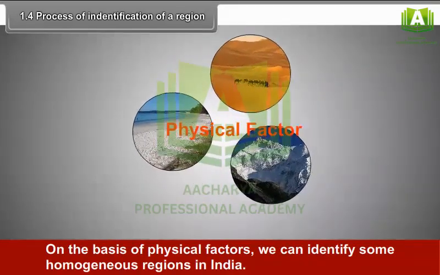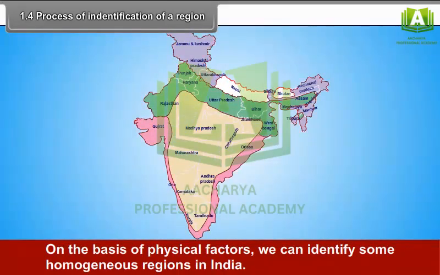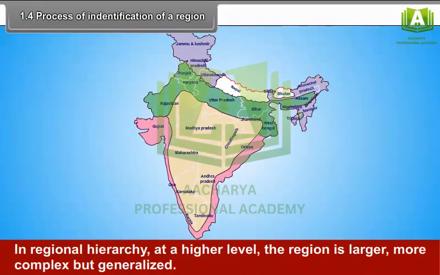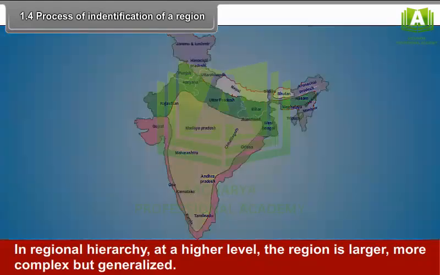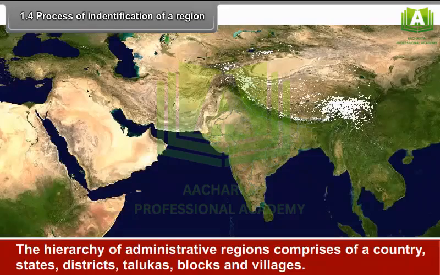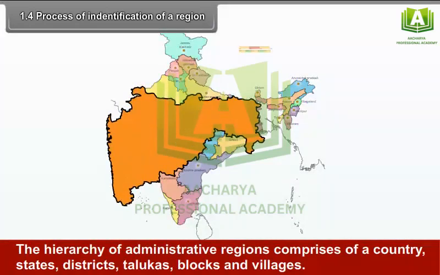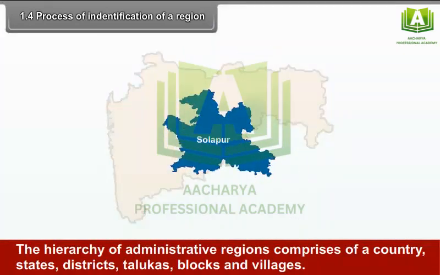On the basis of physical factors, we can identify some homogeneous regions in India. These are known as physical or natural divisions of India. In regional hierarchy, at a higher level, the region is larger, more complex, but generalized. The hierarchy of administrative regions comprises a country, state, district, taluka, blocks, and village.